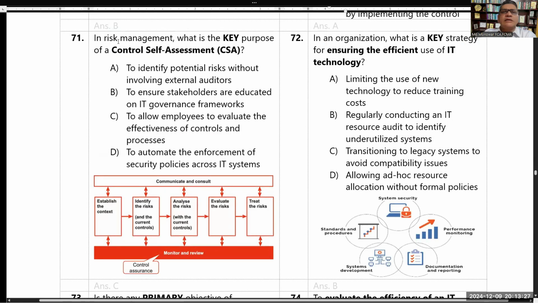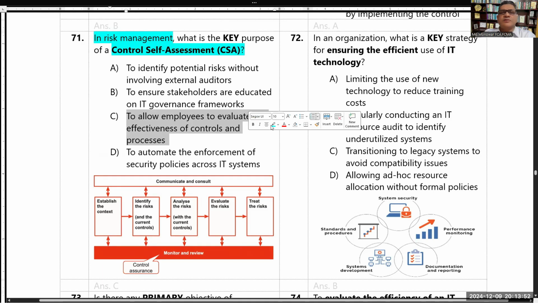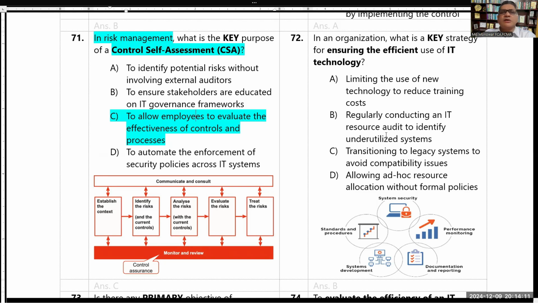Answer A. In risk management, what is the key purpose of a control self-assessment? Control self-assessments allow employees to evaluate the effectiveness of controls and processes. Answer C. We have seen here. So in risk management, the key purpose of a control self-assessment is to allow employees to evaluate the effectiveness of controls and processes.